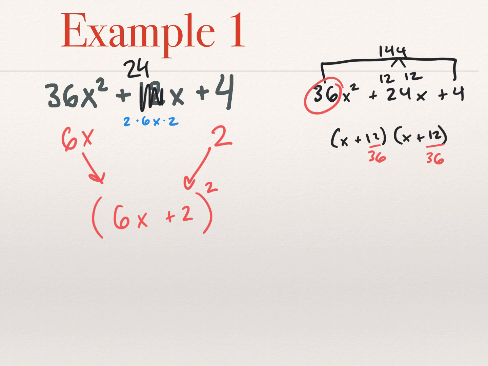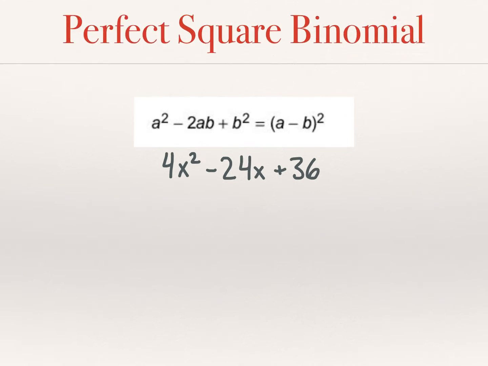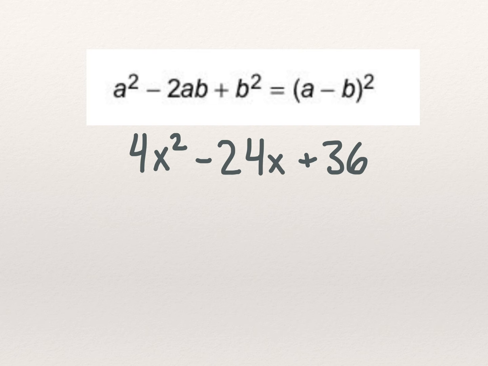Let's do the next example. So these are the same, but the formula looks a little bit different just because we have a minus in the middle. So that means in our parentheses down here, we're going to have a minus in the middle. So that changes just that one part, but everything else stays the same.